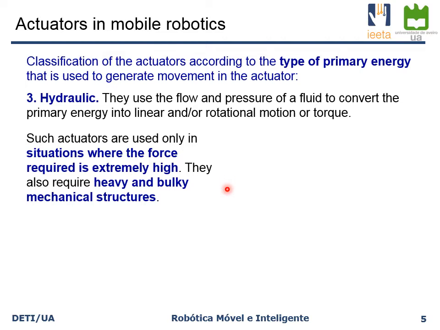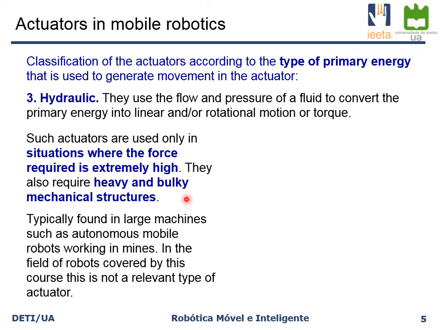Also, it is true that they require heavy and bulky mechanical structures, which means that they normally are not used in small robots. They can be used in very large and heavy-duty robots. Typically, they are found in large machines, such as autonomous mobile robots working in mines, for instance. And within this particular course, we could say that hydraulic actuators are not considered the most relevant type of actuator.